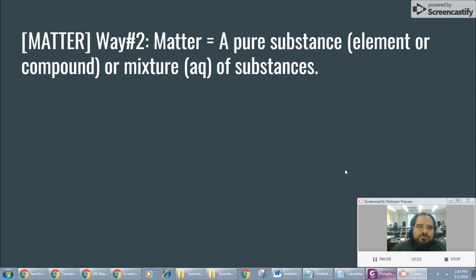Hello, I'm going to tell you different ways to pass the chemistry regents. This is way number 2, and it deals with matter.